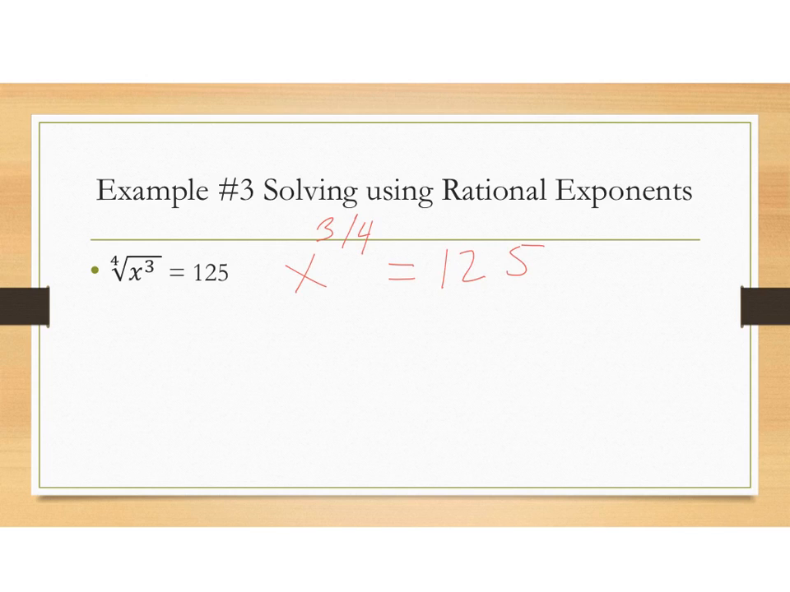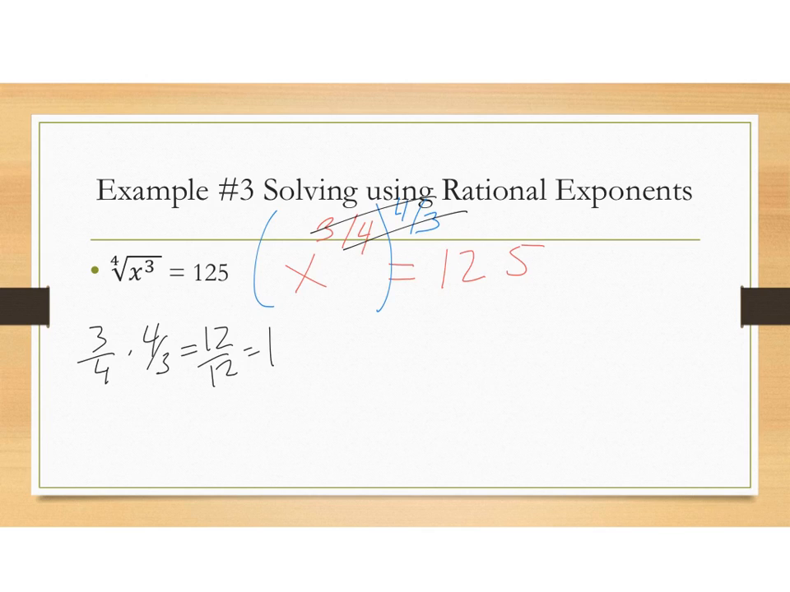I still need to get x by itself. One way I can do this is raising it to the power of the reciprocal. The reciprocal of 3/4 is 4/3. So if I raise it to the power of 4/3, let's see what happens. Power to a power, we multiply. So if I multiplied straight across, I'd have 3/4 times 4/3, which would give me 12 over 12, which equals 1, which cancels the exponents out, leaving me with just x.